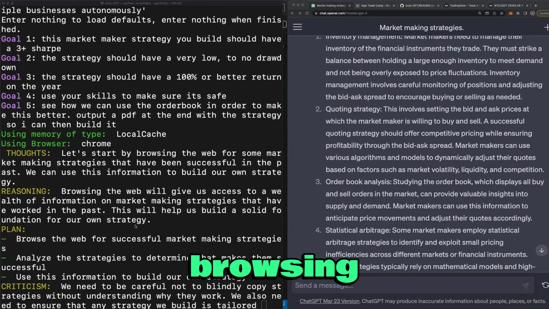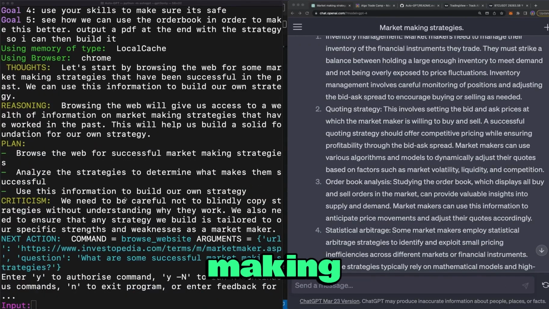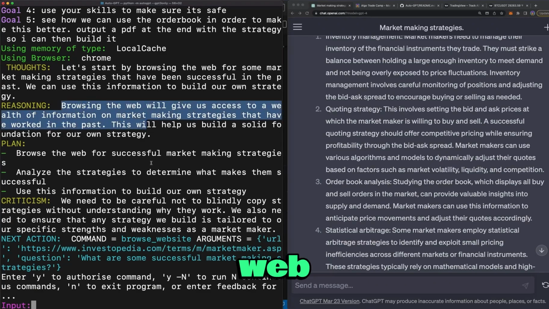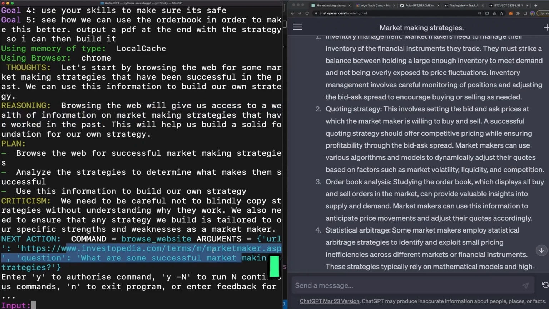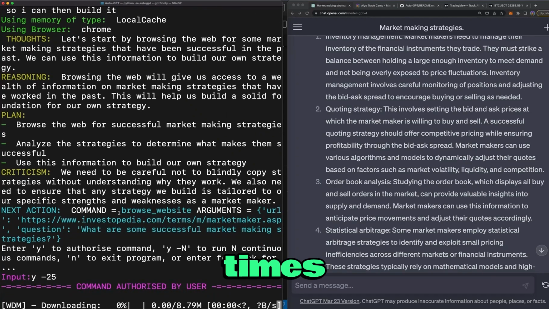So let's start by browsing the web for some market making strategies that have been successful in the past. We can use this information to build our own strategy. So as you can see, it's browsing the web, and the action it's going to do is it's going to browse a website, and it's going to browse Investopedia, which is pretty cool. And I know I could have done that as well, but it's going to keep doing it. Watch. I'm going to say yes and then do it, let's say 25 times.